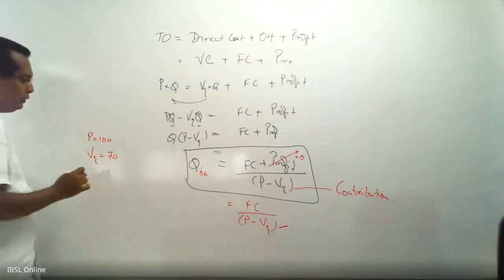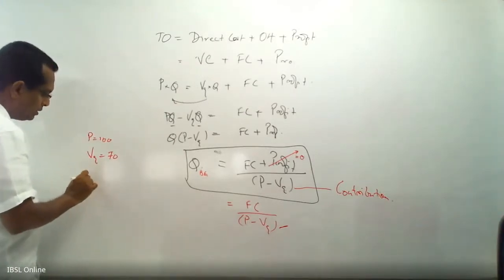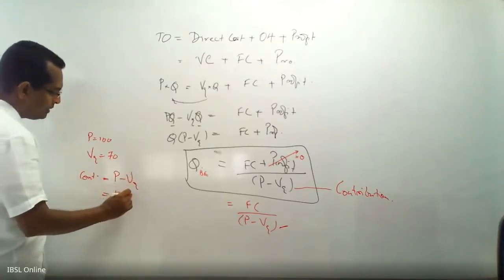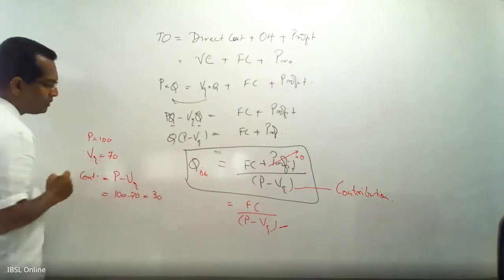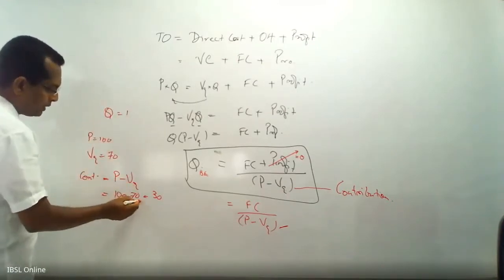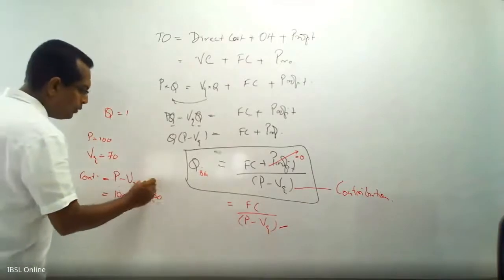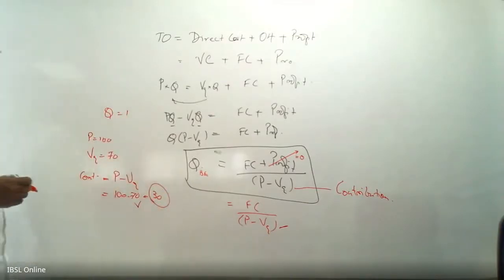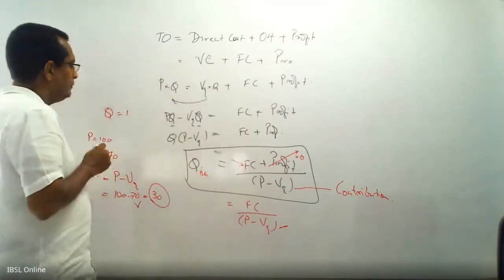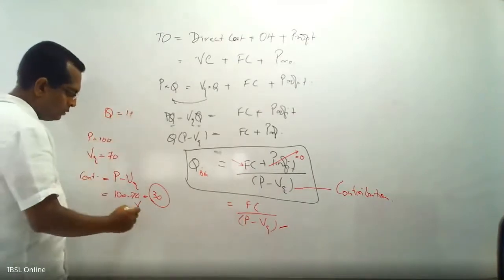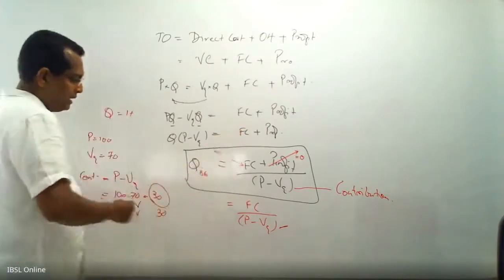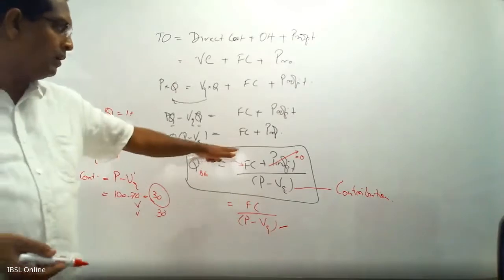Right? So your contribution, which is equal to P minus VQ, equals 100 minus 70, which is equal to 30 rupees. So whenever you sell 1 unit, you recover your variable cost and you contribute, or you give, 30 rupees towards fixed cost. Right? When you sell another unit, you recover your 70 and you add another 30 towards this. Like that, you go on providing for the fixed cost.